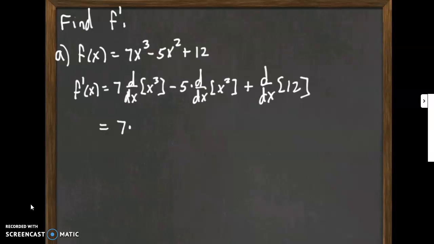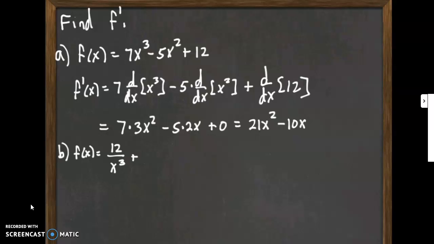Derivative of x cubed, we multiply by the exponent, drop it by 1. So it'll be 7 times 3x squared. And then minus 5 times the derivative of x squared, multiply by 2, decrease it by 1. Plus the derivative of 12, which is 0. And then we just clean that up and we have our answer. 21x squared minus 10x. So the derivative of f of x equals 7x to the third minus 5x squared plus 12 is 21x squared minus 10x.